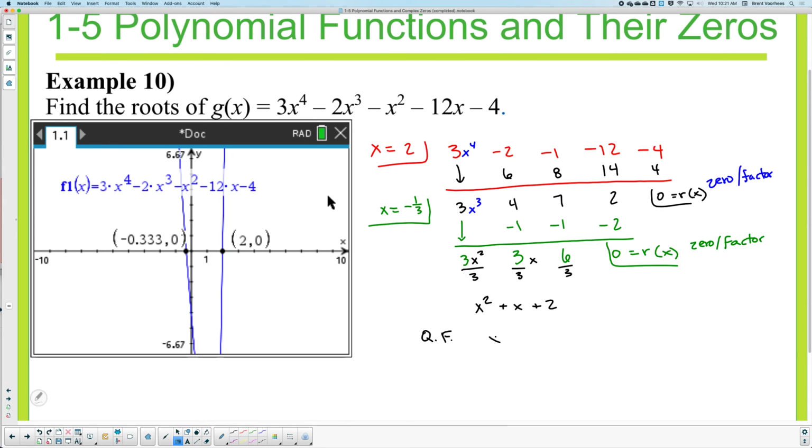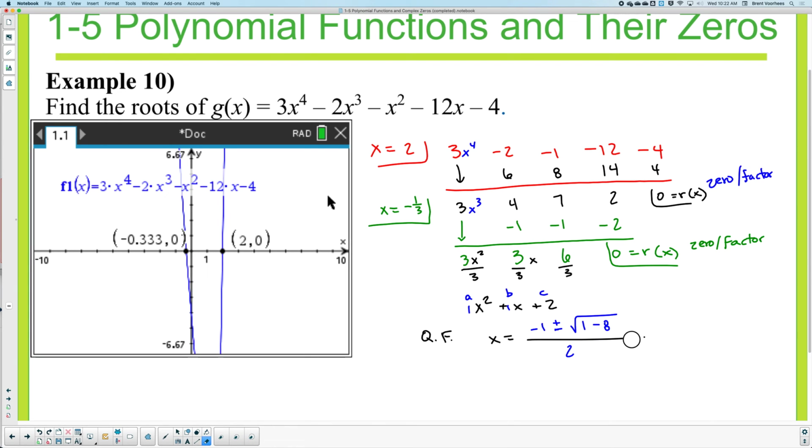Quadratic formula. X equals negative b, let me write this in. A, B, C. What's our negative b? B is 1, so it's negative 1 plus or minus the square root of b squared. What's our b? 1, so square it. 1 minus 4 times a times c. What's 4 times 1? 4 times 2. 8. All over 2 times a. What's 2 times 1? 2.